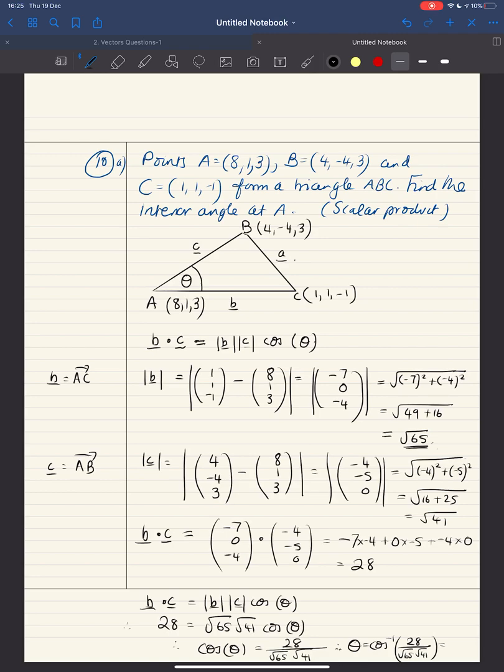I'm going to do it on the calculator now. Shift cos inverse. 28 on the top, root 65 times root 41, 57.2 degrees. That's our answer there.